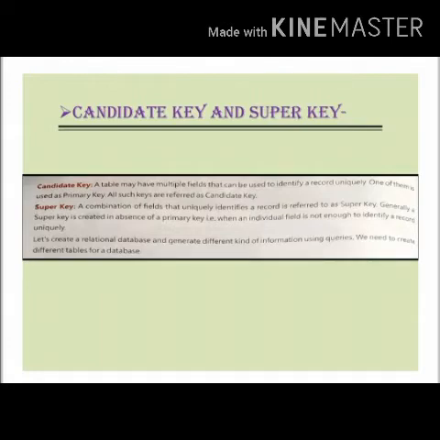The third key is super key. A combination of fields that uniquely identifies a record is referred to as a super key. Generally, a super key is created in the absence of a primary key, that is, when an individual field is not enough to identify a record uniquely.